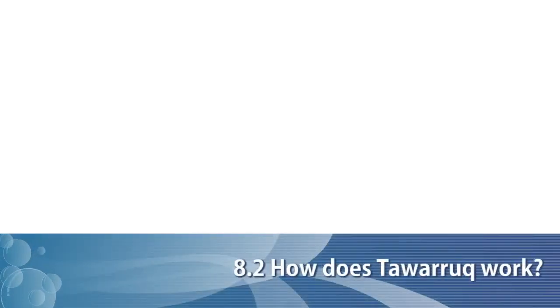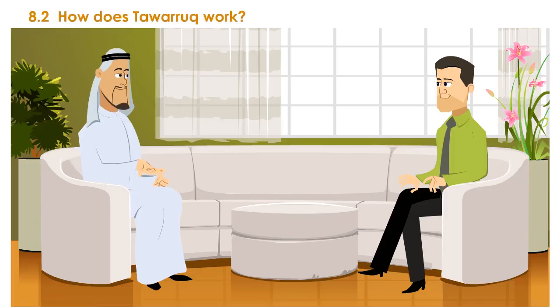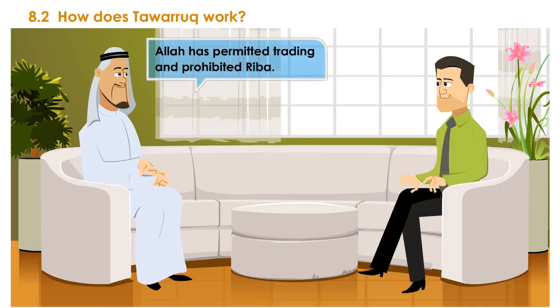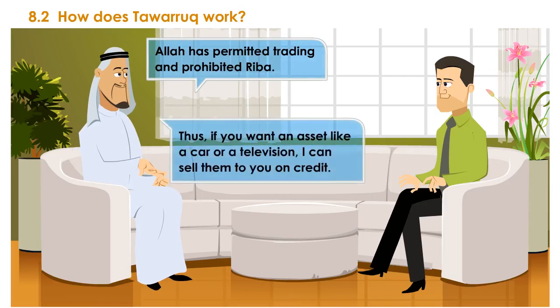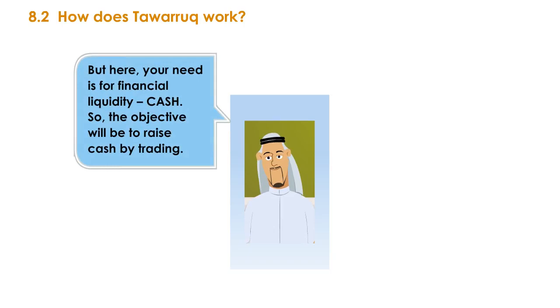How does Tawarruk work? You know, Allah has permitted trading and prohibited riba. Thus, if you want an asset like a car or a television, I can sell them to you on credit. But here, your need is for financial liquidity, cash. So, the objective will be to raise cash by trading.